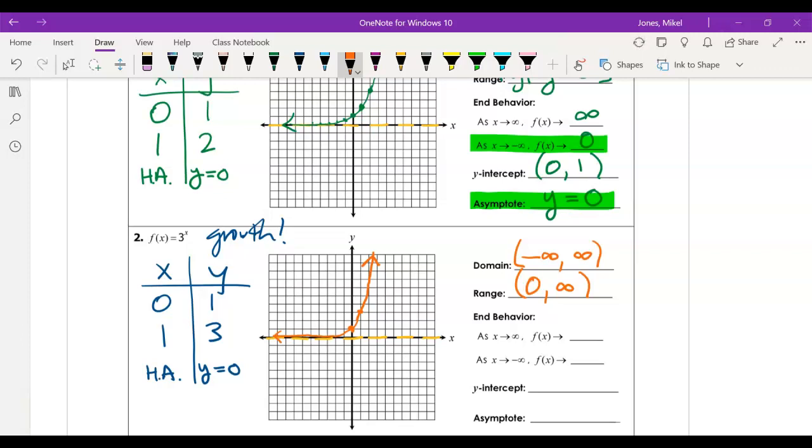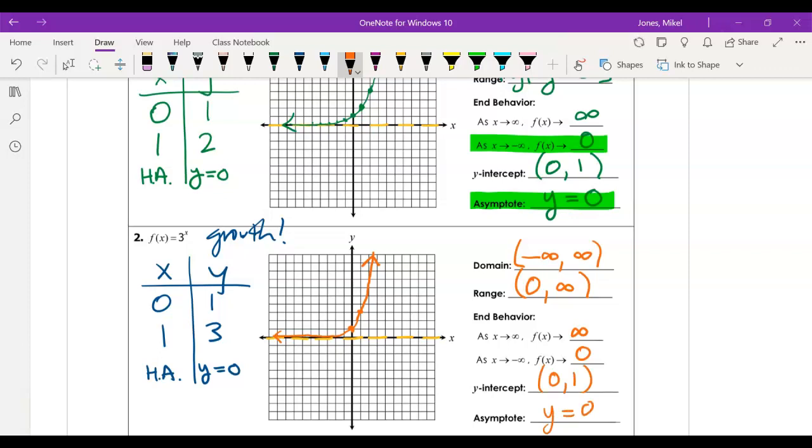Yes, Inez. How do you know the horizontal asymptote is y equals 0? So y equals 0 is the line that these numbers are going to get closer and closer to, but never cross because they can't be negative, right? All the y values down here are negative, and all the y values up here are positive. And so it's going to remain positive, though very small. Okay, so my end behavior is also the same. It's going to infinity and 0. Y-intercept, again, 0, 1. And my asymptote is y equals 0.